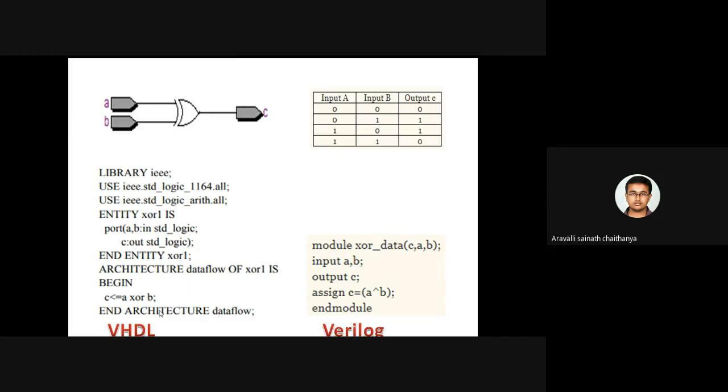Which architecture is it? It is dataflow. The architecture name is dataflow, and the end architecture says which architecture I am ending here: the dataflow architecture. Why did I keep dataflow as its name? Because the instruction in between begin and end comes under dataflow. This less than or equal to is like assigning, and such an instruction comes under the category of a dataflow assignment. That is why architecture dataflow.